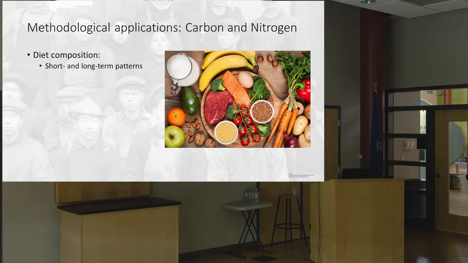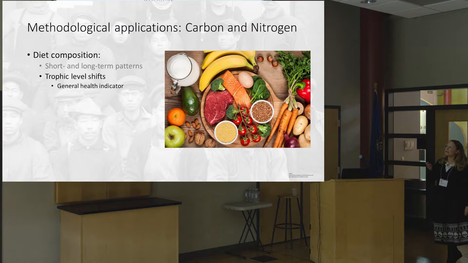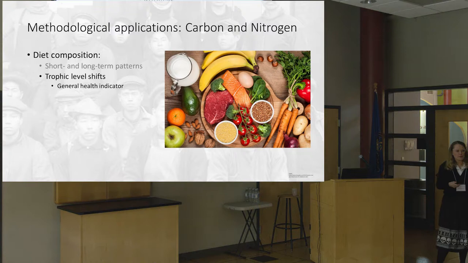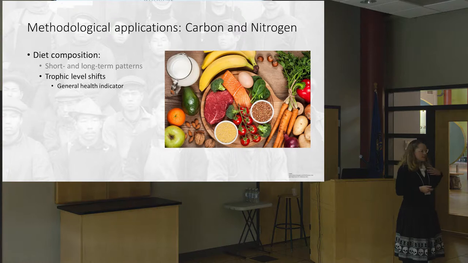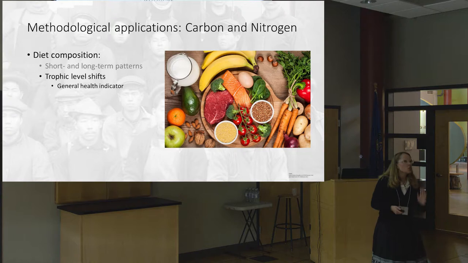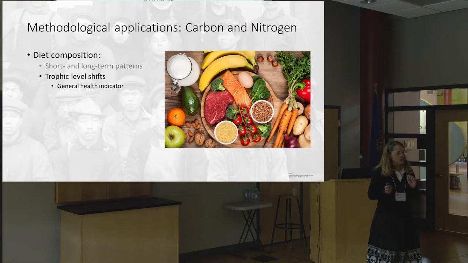Now, diet composition, short and long-term patterns. Looking at the short and long-term patterns, we can look at trophic level shifts. This can be indicative of general health. Because if you have someone who has normal values, particularly if we're looking at things like hair or tracing, right? Normal values, everyone's eating a nice, relatively the same diet, and then all of a sudden you get this huge nitrogen spike. Well, one of two things has happened. Either they've taken to eating a very fancy diet of just lobster and seafood, or they perhaps are in a period of starvation where their body is beginning to break down its own tissues. So this gives us general health indicators as well.